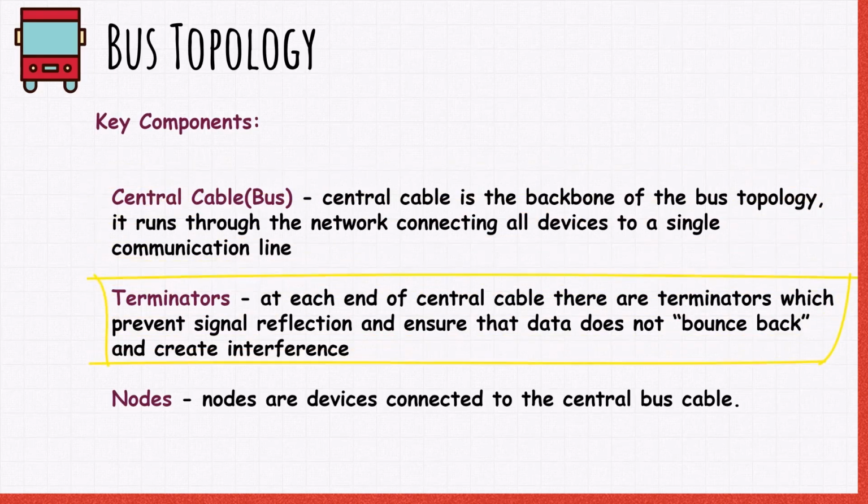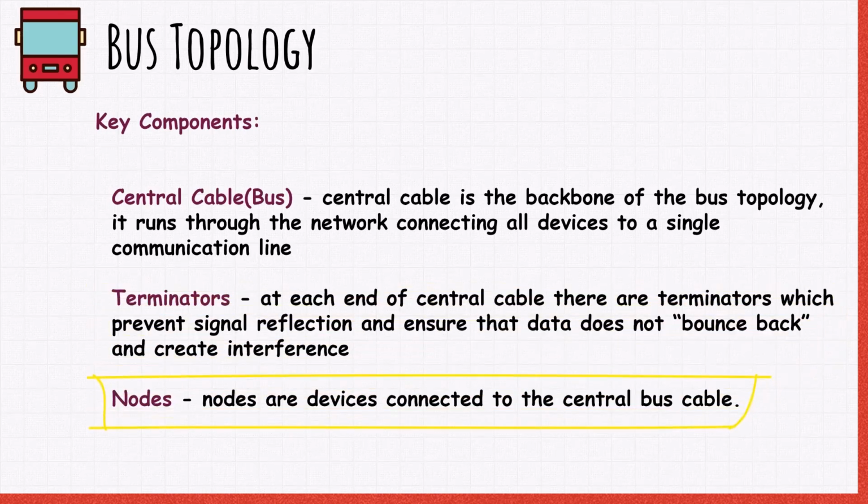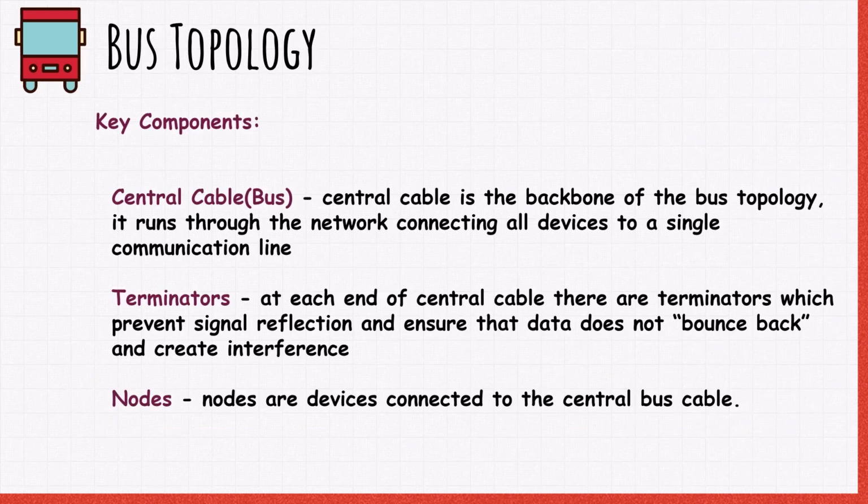And we also have terminators, which we mentioned. Terminators are located at the end of the central cable. They are used to prevent signal reflection and ensure that data does not bounce back and create interference. And last, we have nodes, and nodes are simply devices connected to the central bus cable, which include devices like computers, printers, and other networked devices.